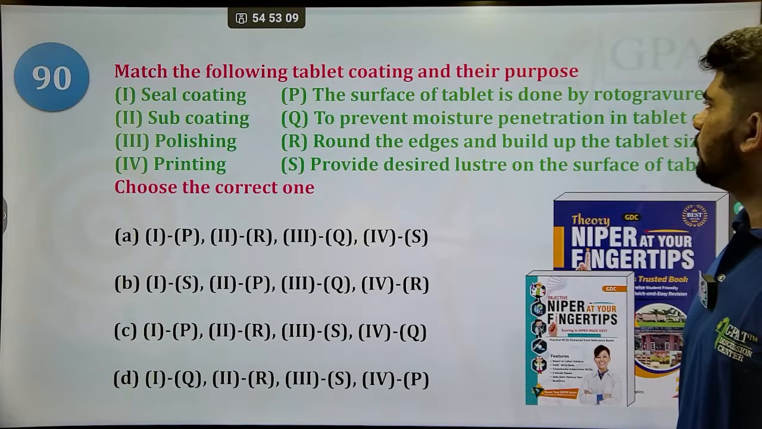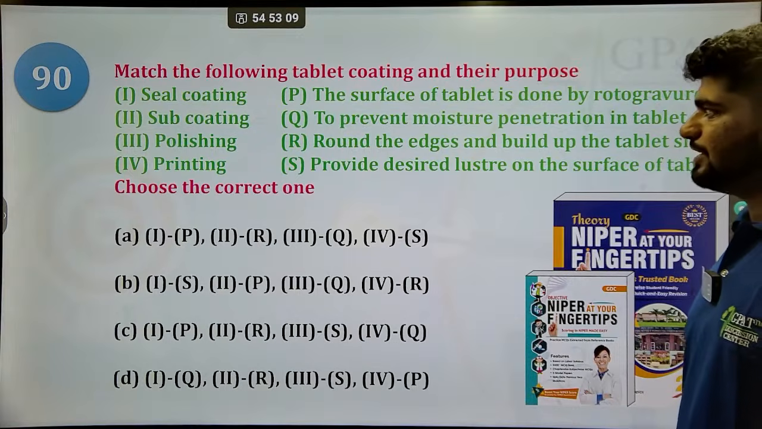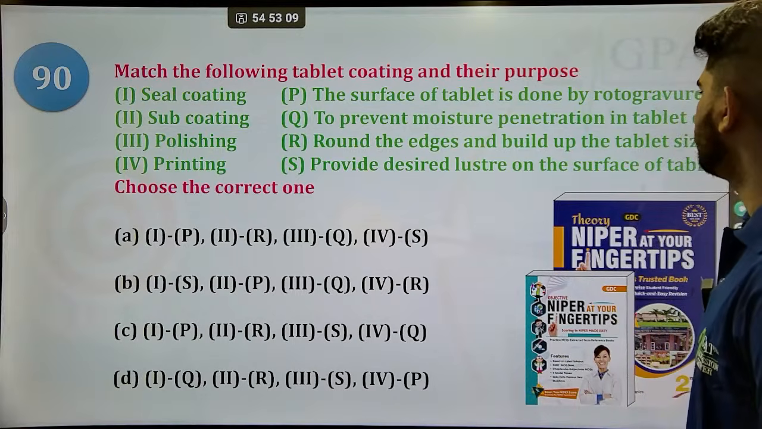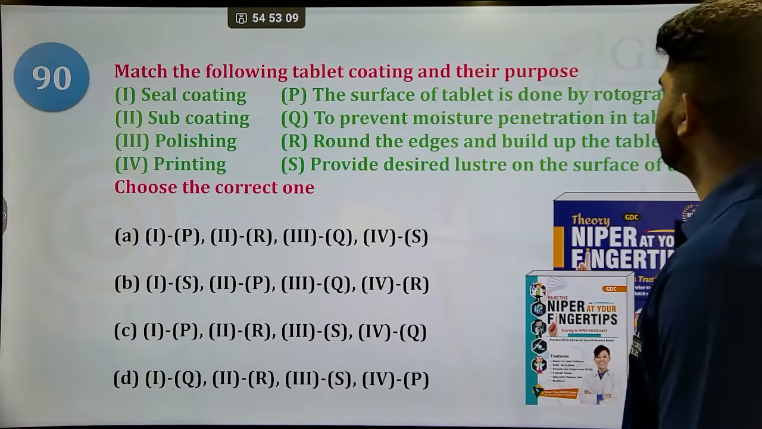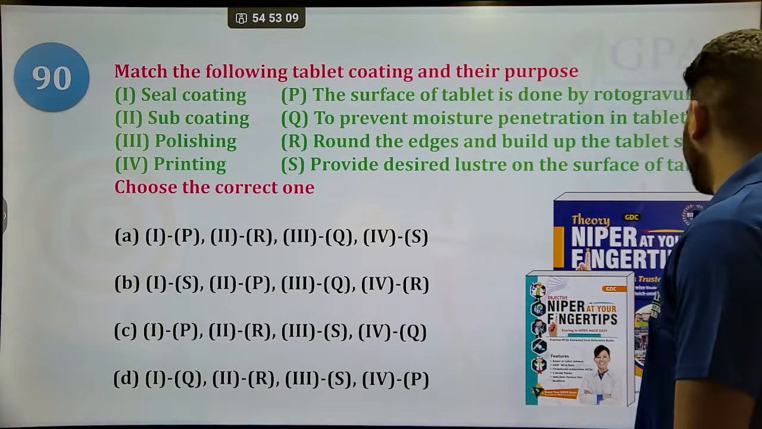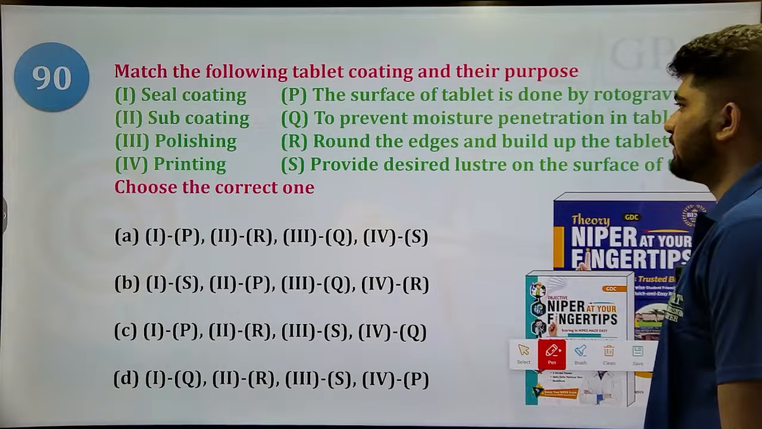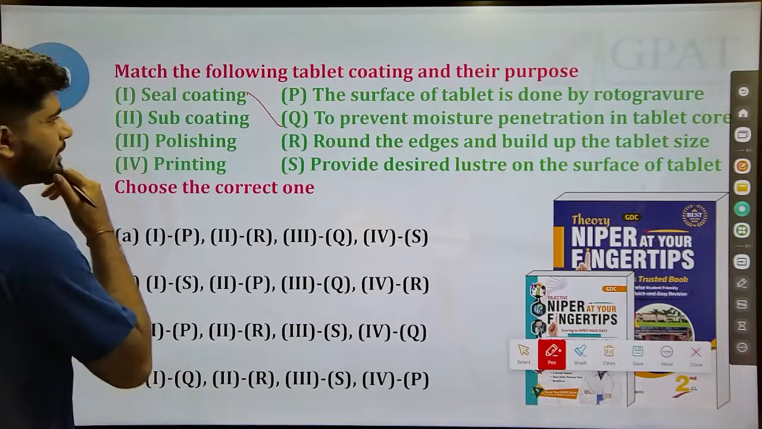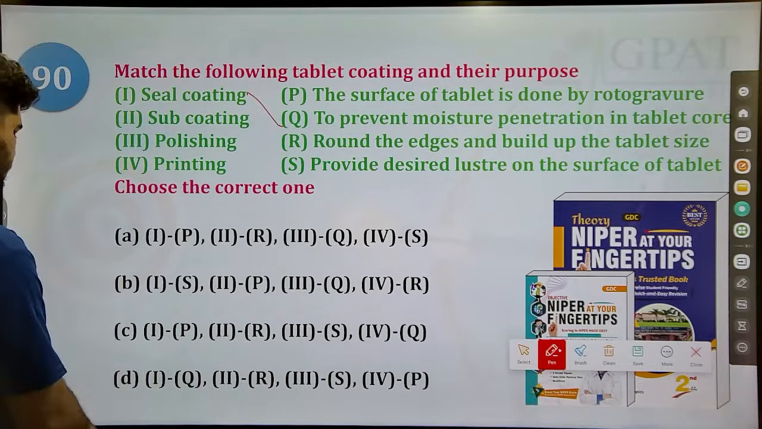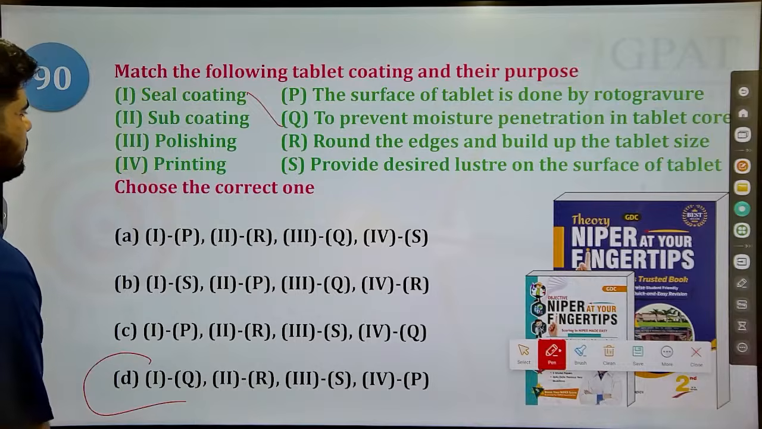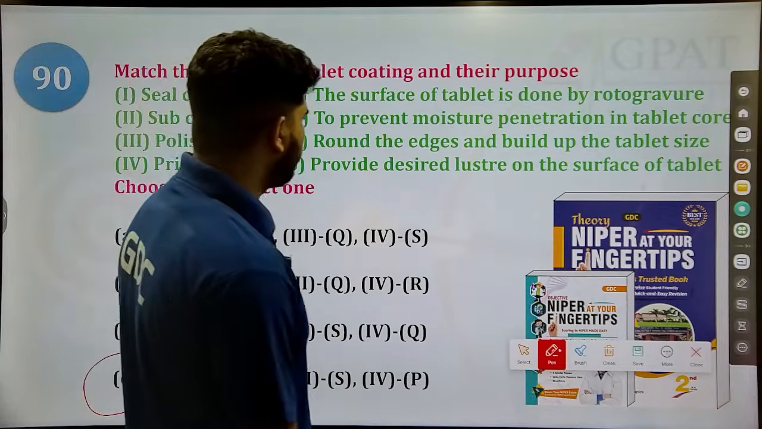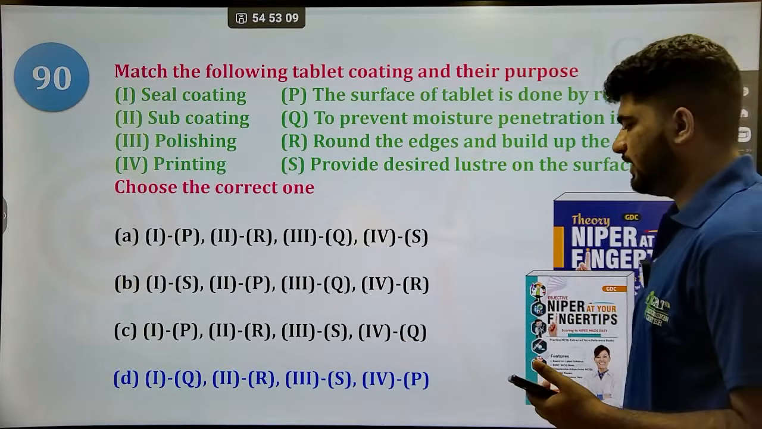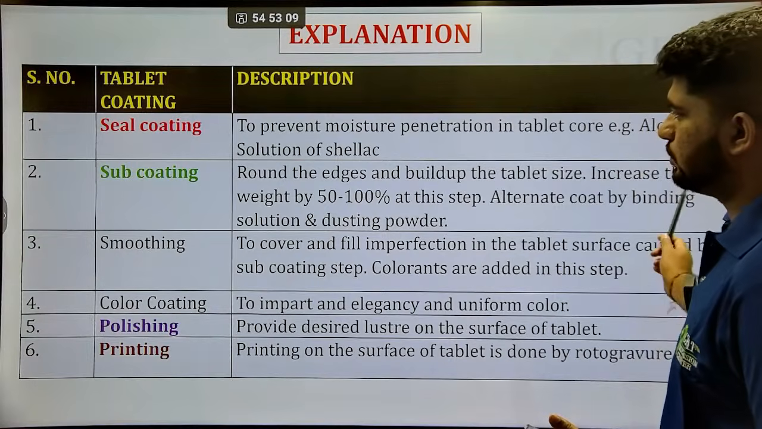Match the following tablet coating and their purpose. Okay. Seal coating, subcoating, polishing or printing. Yeah. Anyone? Seal coating, subcoating, polishing or printing. Seal coating to prevent the moisture penetration in tablet. So 1 goes with Q, obviously. So this D is going to be a correct answer. Simple, obviously over here. Okay. D: 1Q 2R 3S 4P. Yes, this is your 2.